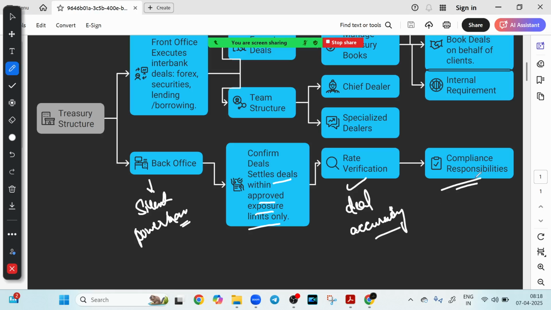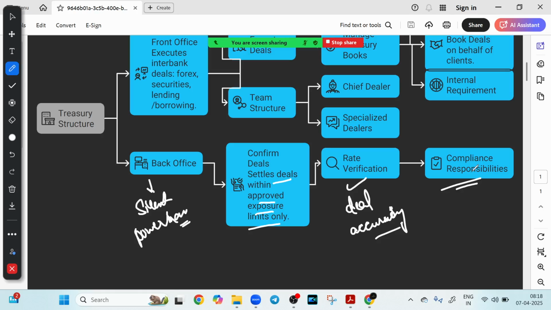Furthermore, there is compliance responsibility. They ensure that everything aligns with the internal and regulatory norms. That is called compliance responsibility. So in a nutshell, we can say that the front office executes and manages the deal, while the back office confirms, settles, and ensures compliance.